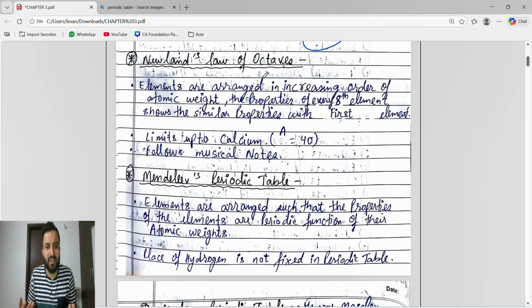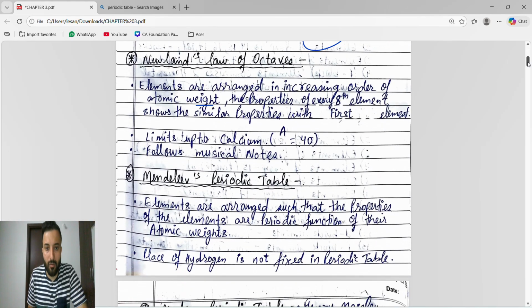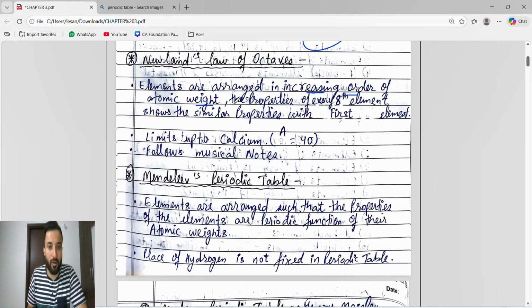I will come. Then Newland's law of octave came. So Newland's law of octave, we know guys what it says. Elements are arranged in increasing order of atomic mass. See, Dobereiner also took the elements based upon the atomic mass. Newland's law of octave is also based upon atomic mass. So elements are arranged in increasing order of atomic weight. Atomic weight or mass, both are same. So here Newland's law of octave says elements are arranged in increasing order of atomic weight.